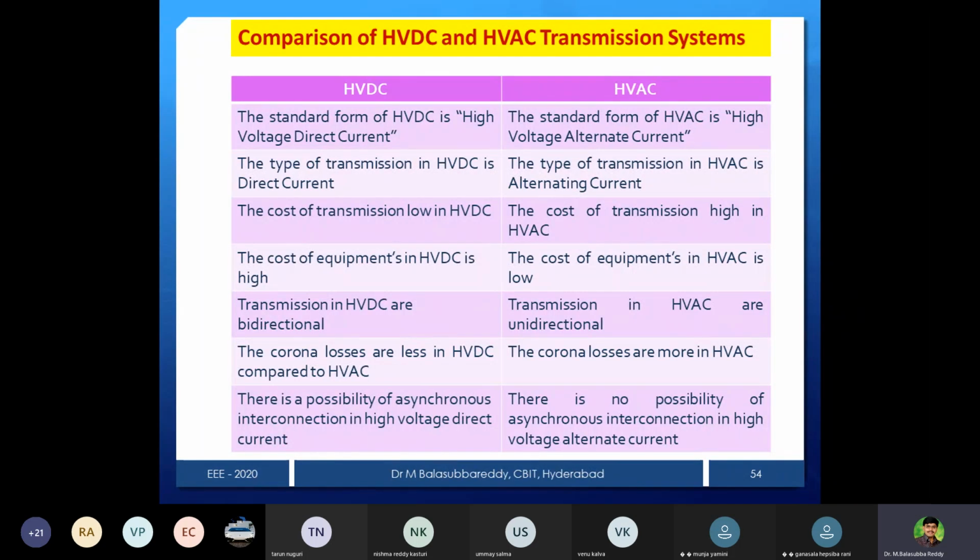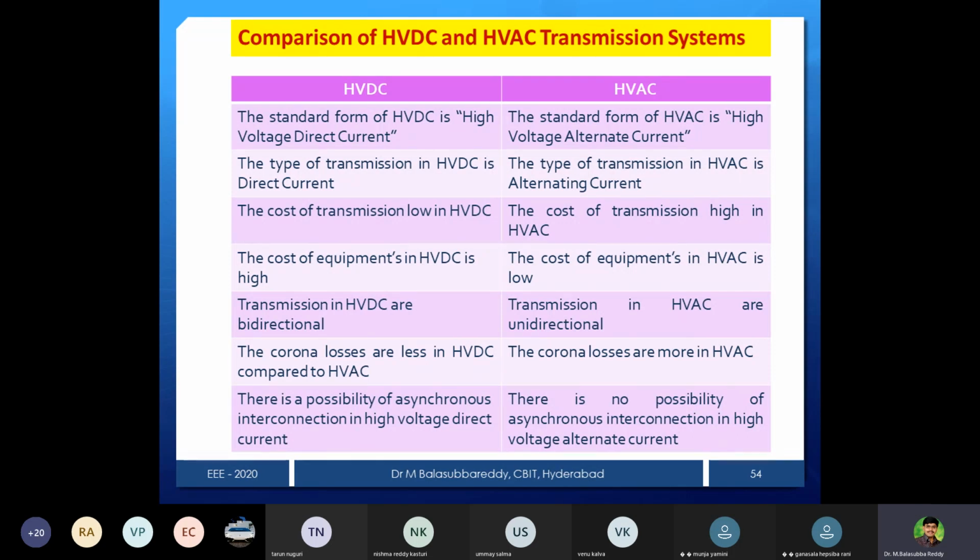The cost of equipment will also be high, since substations are there, with rectifier and inverter stations. The initial cost is going to be high, and obviously the other one will be low. Transmission in HVDC is bidirectional: you can send power or receive power directly. The HVDC case is bidirectional, whereas the AC case is unidirectional.